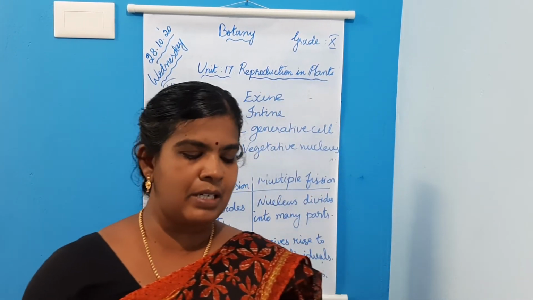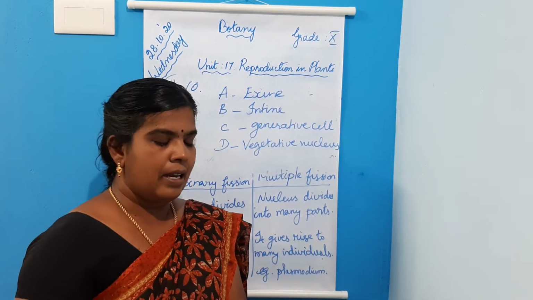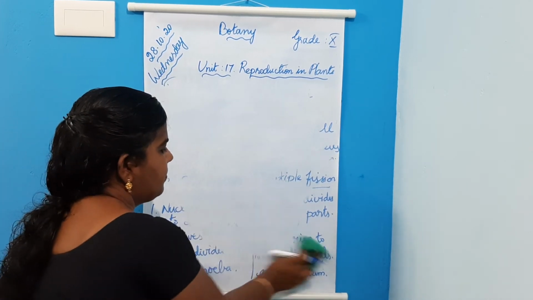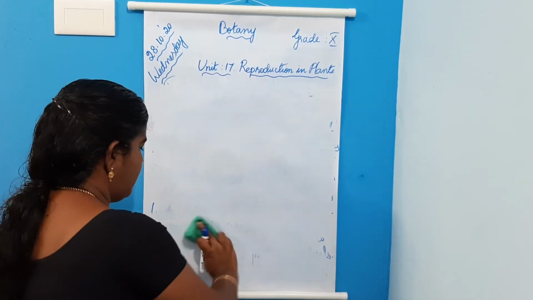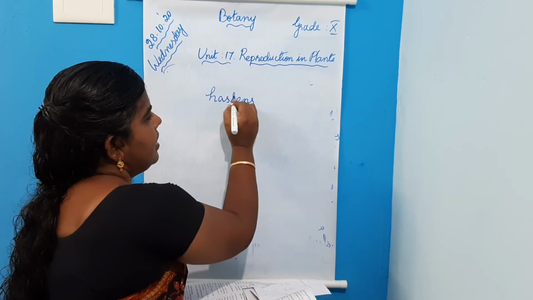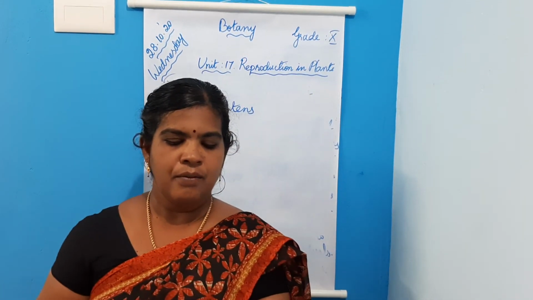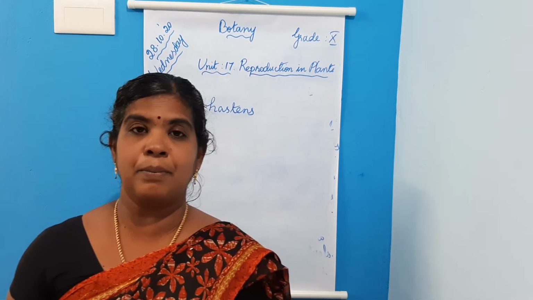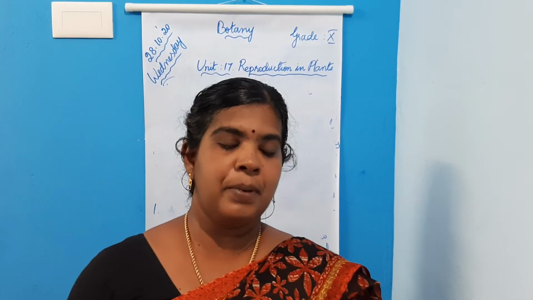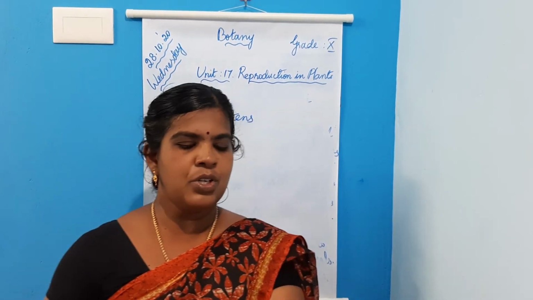The given statement is false, so you write false. Underline the term retards and write hastens. Then short answers in a word or sentence. First one, which hormone promotes the production of male flowers in cucurbits? Gibberellin. Second, write the name of a synthetic auxin: 2,4-D. Which hormone induces parthenocarpy in tomato? Gibberellin.